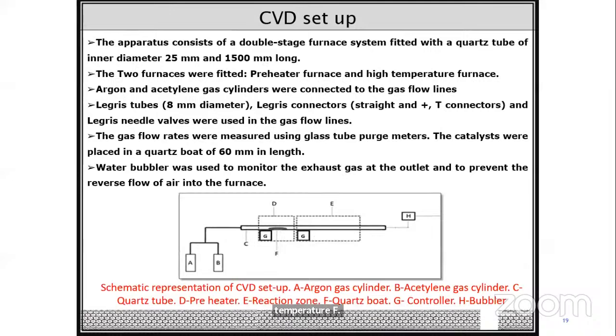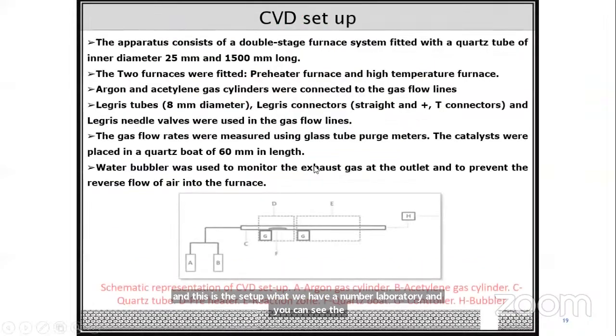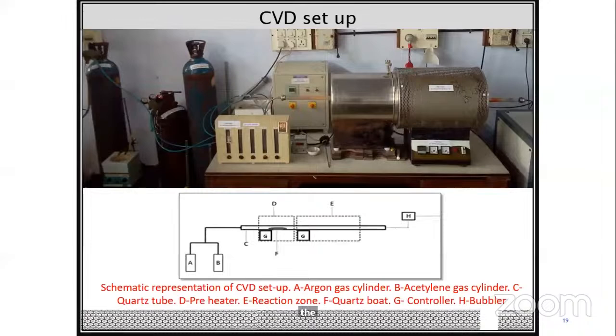So you have the gas control method and the gas flow meters to control the precursor as well as carrier gas. And this is the setup we have in our laboratory. You can see the quartz tube inside the furnace, and in the preheater the catalyst is placed, and the catalyst evaporates, giving metal nanoparticles, and that moves to the high temperature furnace where the precursor acetylene gas decomposes and deposits as carbon nanotubes.